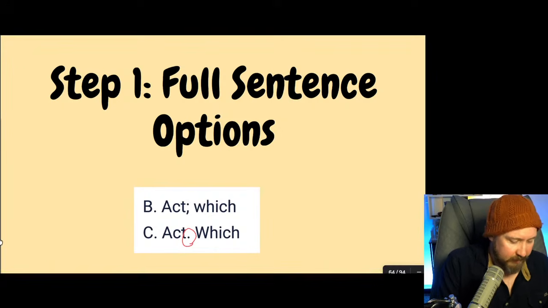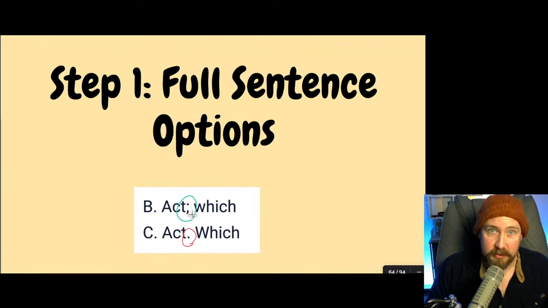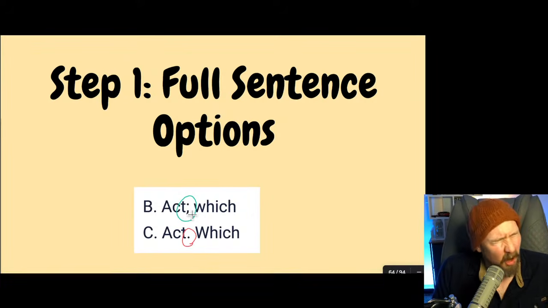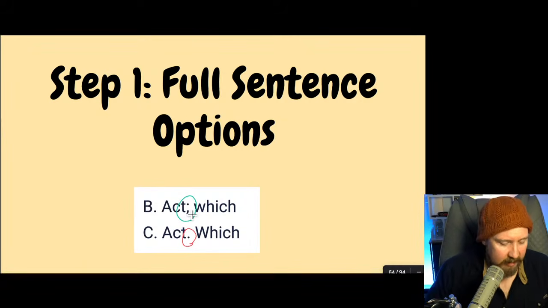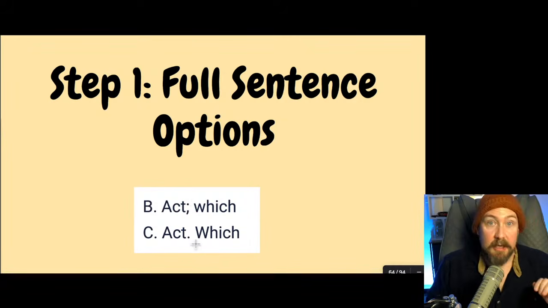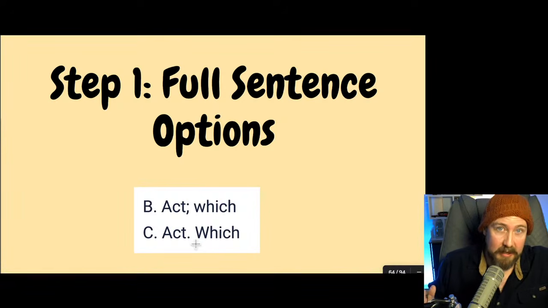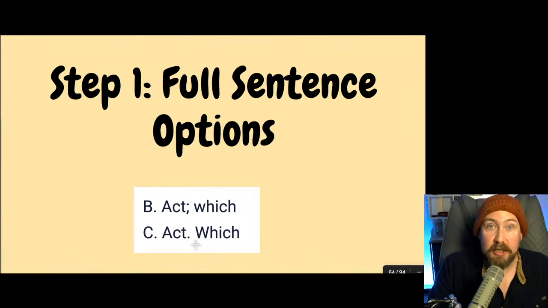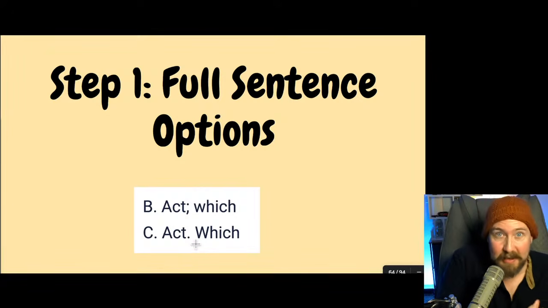Some of you might not know that semicolons also separate two full sentences. That is 9 out of 10 times what they do on the SAT. It's not always what they do, but 9 out of 10 times is what they do. So look at those options first. What you want to test is, do I have a full sentence on the left side and a full sentence on the right side? If you do, then that's your answer. If you don't, then that's not your answer. It's as simple as that.